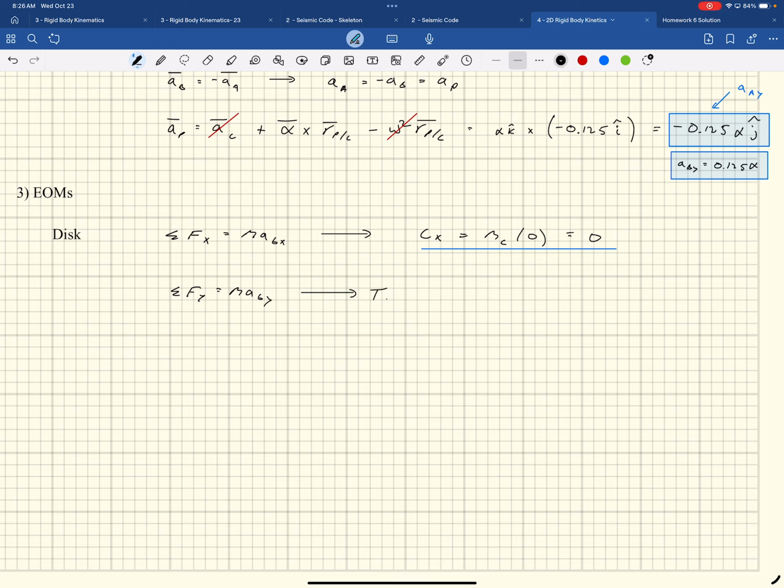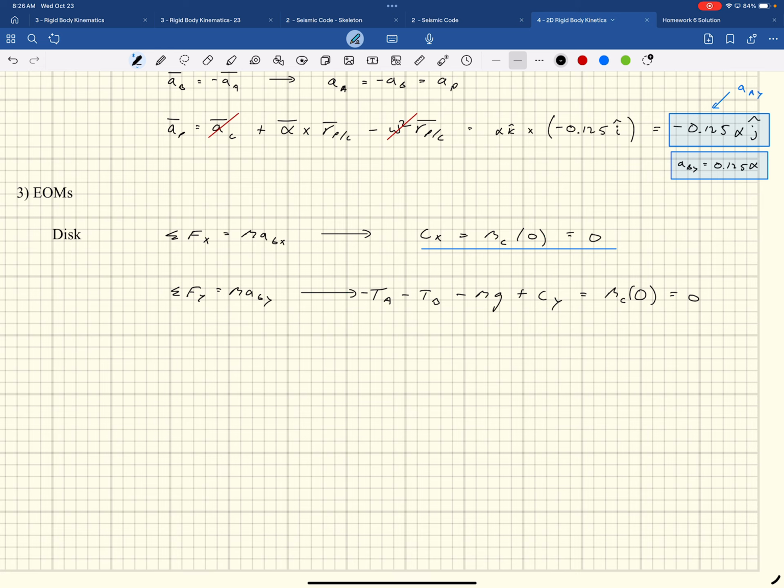T minus TA minus TB minus MG plus CY. And again, it's not moving, MC times 0. Okay, so this is just a statics problem, this part of it is.